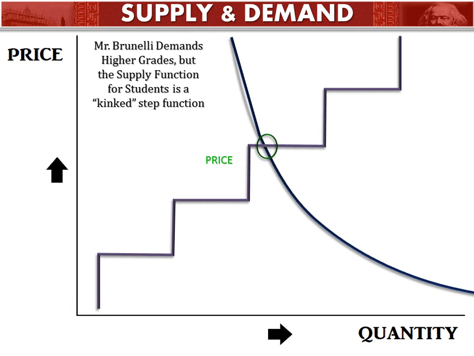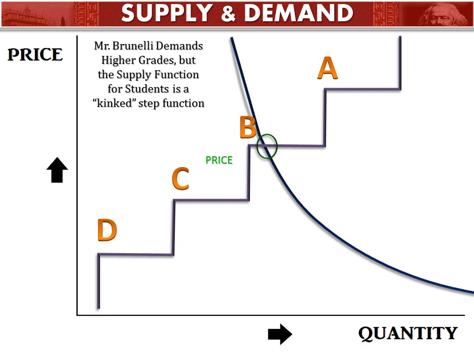Now, another example is that not all supply and demand curves are nice smooth lines. They could be kinked functions. Now, if you're doing math, this is not a function because there's not one value of x for every value of y, or one value of y for every value of x. I forget exactly how a function is defined.